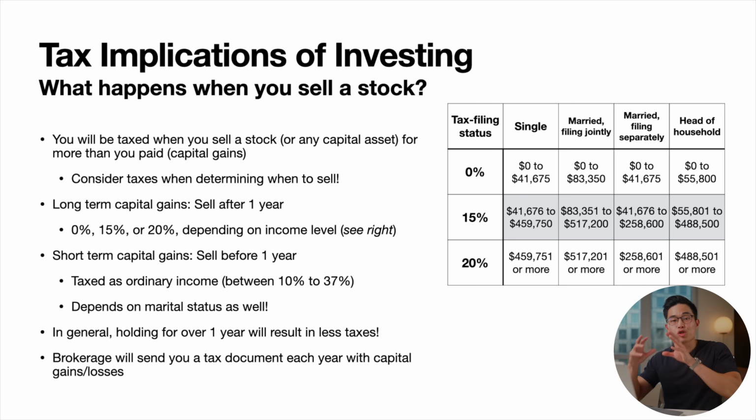Now, on the other hand, you have short-term capital gains, which apply if you sell a stock that you've owned for less than 1 year. This is going to be taxed as ordinary income, so that's going to be between 10 to 37%. And yeah, that depends on your income level as well. So in general, you guys, holding for over 1 year is going to result in way less taxes.